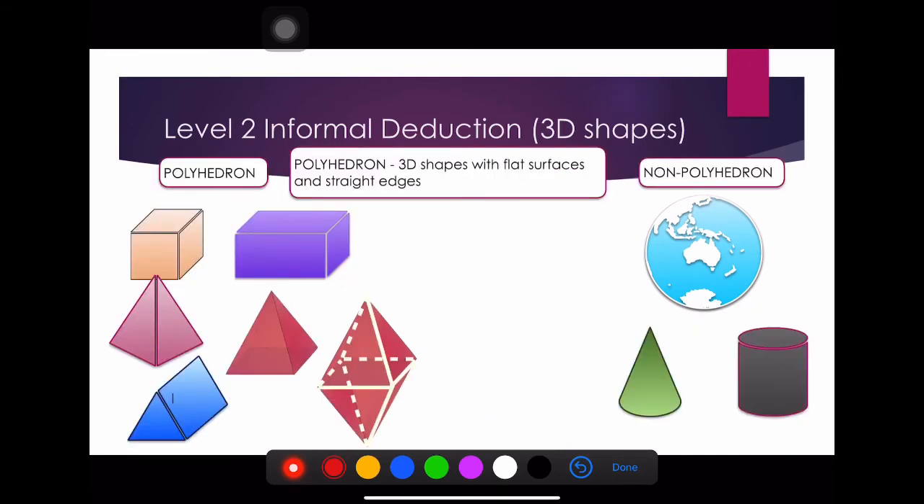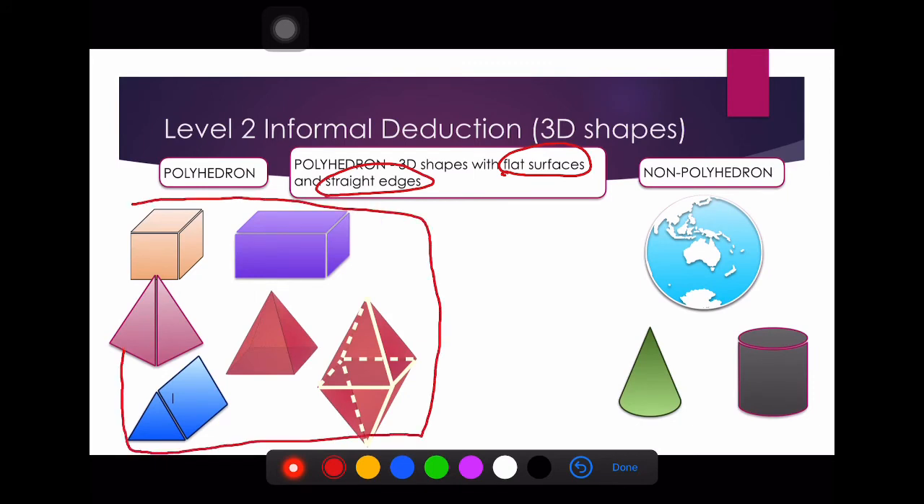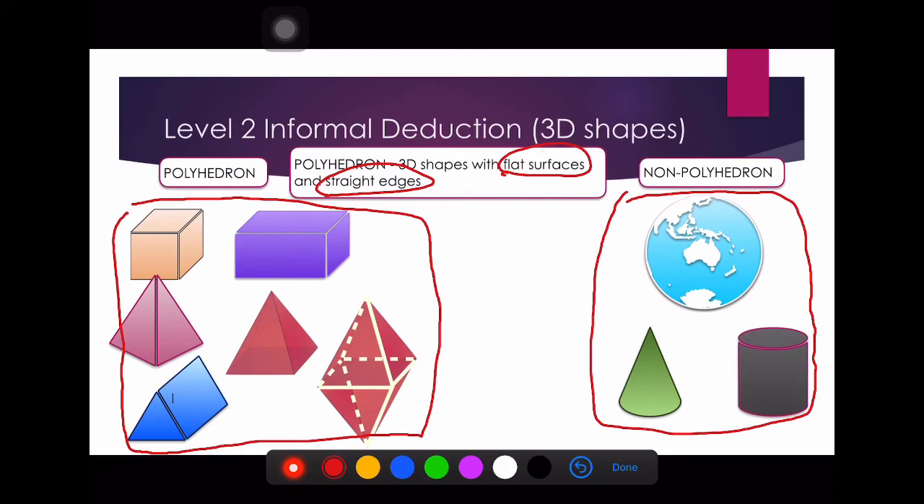So the first thing is that we need to see which ones are polyhedron and which ones are non-polyhedron. Those with flat surfaces and straight edges are polyhedron. So these are the shapes which fall under polyhedron, and these are the shapes that are under non-polyhedron. So we can already separate these two groups.